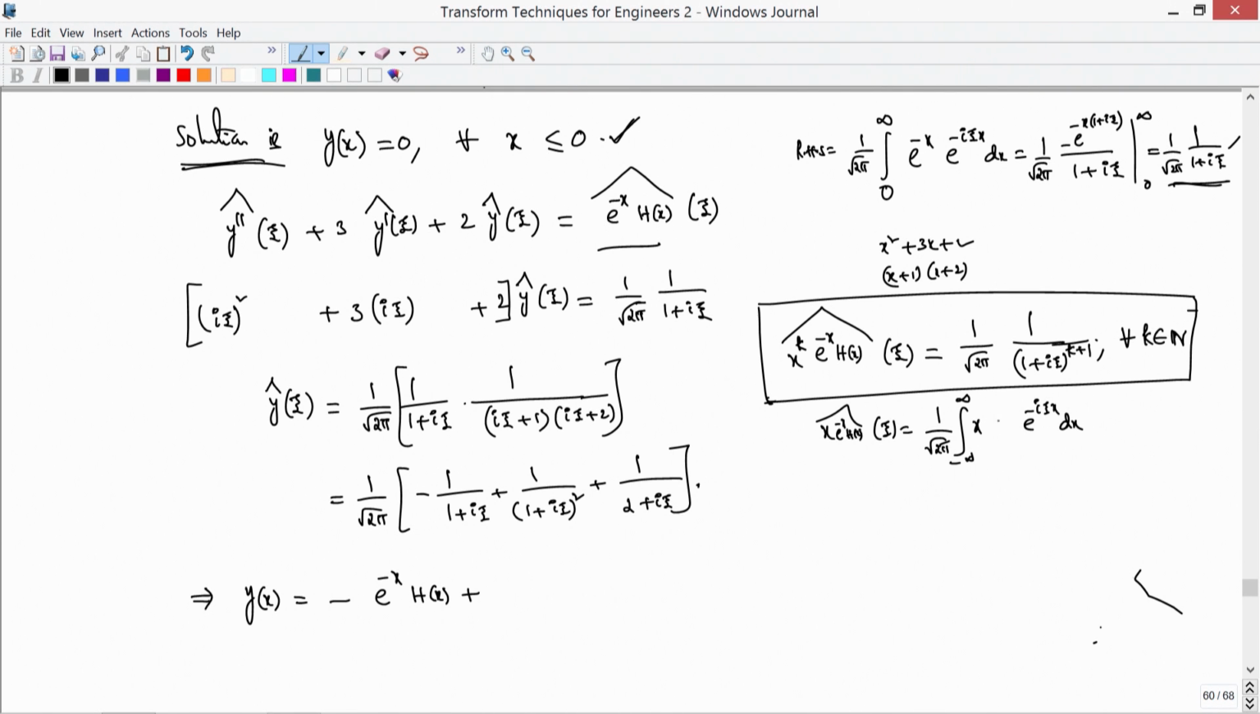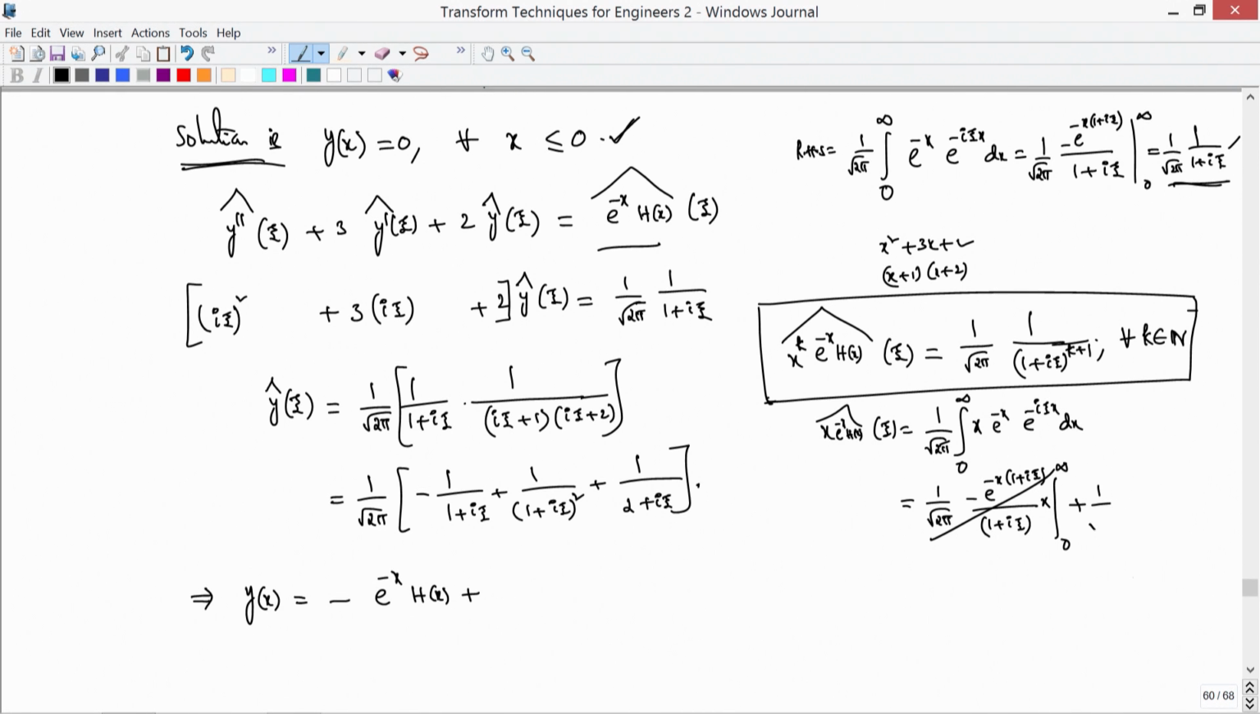If you take f as e power minus x into h of x, then what you get is: this is going to be e power minus x and this is going to be 0. So you have 1 over root 2 pi, and e power minus x, and what you get is minus e power minus x times 1 plus i xi divided by 1 plus i xi, that is the integration, and you substitute the limits.